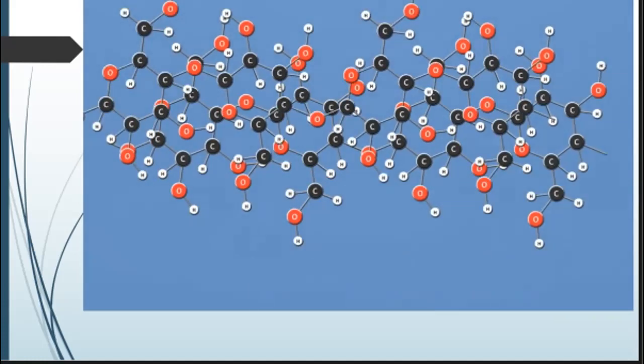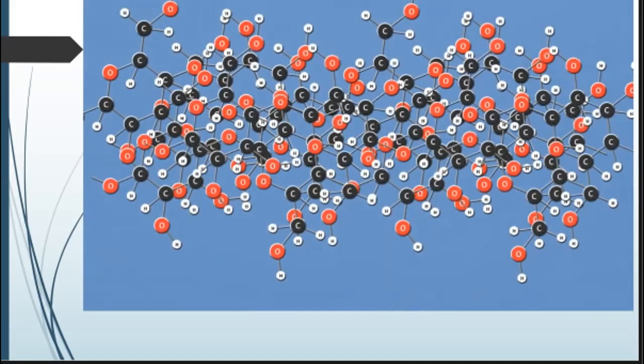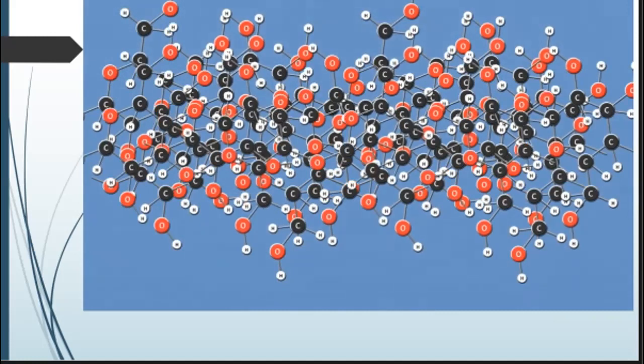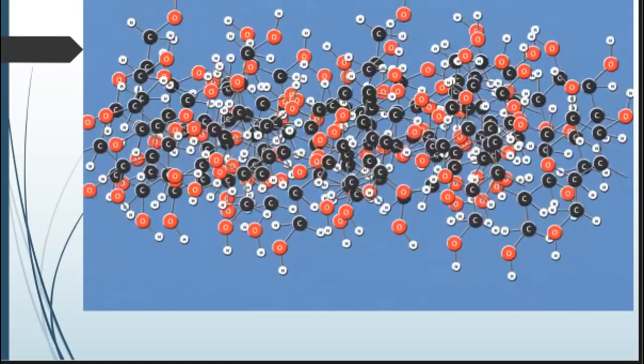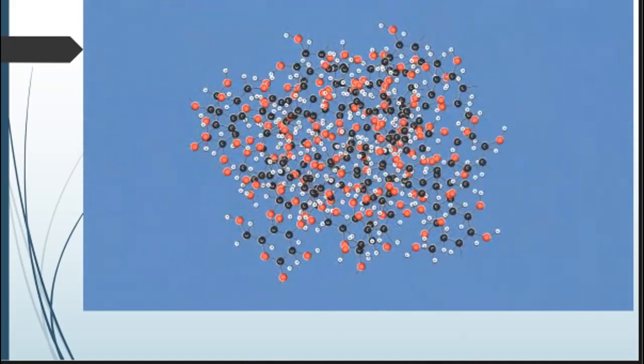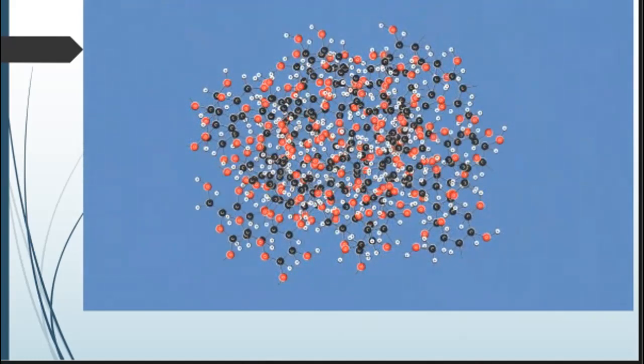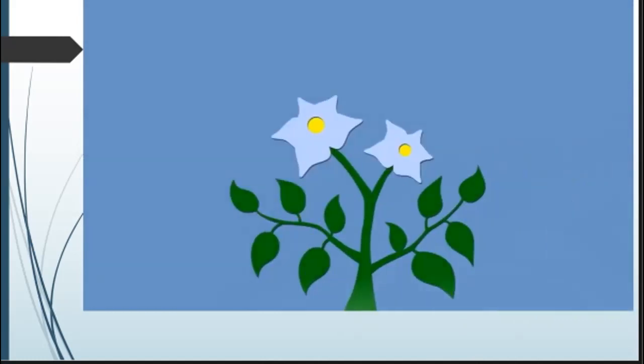Now layer all these polymers that you have formed. It is an even stronger structure. Now add more and intertwine them. This is the main component of plant cell walls. So now you can see why the stem of your potato plant can stay upright.